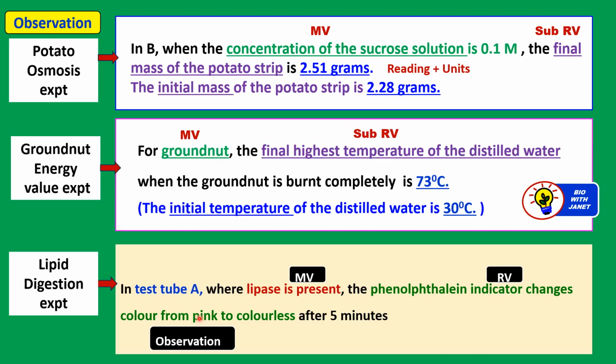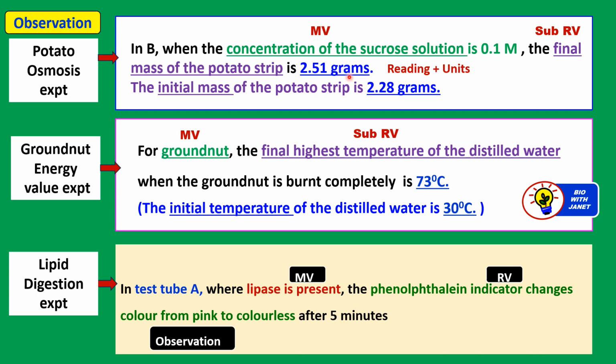Now let's look at three observations. The first one is related to the process of osmosis, and the aim is to study the effect of the concentration of sucrose solution on the final mass of the potato strip. So our MV is the concentration of the sucrose solution, which is in this case 0.1 M, and the final mass of the potato strip is the sub-RV, from which we get the percentage change in the mass of the potato strip. And our reading is 2.51 grams, so plus the unit grams in there.